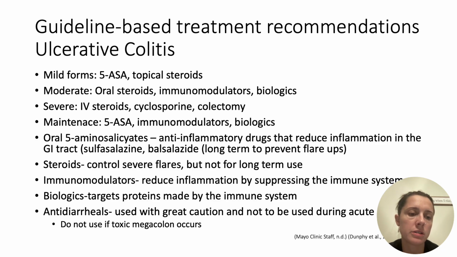For moderate ulcerative colitis, you can use oral steroids, immunomodulators, and biologics. And then a severe or acute form of ulcerative colitis, that patient may be hospitalized. They'll be on IV steroids, cyclosporine, and even possibly a surgery for a colectomy. Maintenance drugs will be, again, 5-ASA, immunomodulators, or biologics.